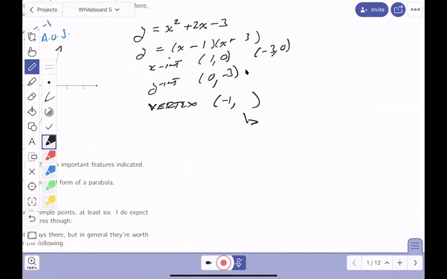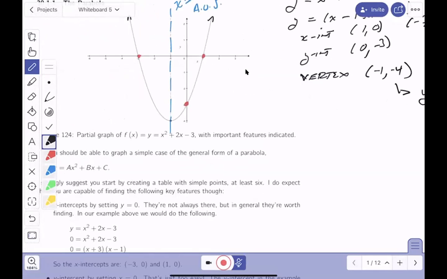So what do you get over there? y equals minus 1 squared, which is 1. Then 2 times minus 1 is minus 2, minus 3. And what do you get? Lo and behold, you get minus 4. Did I do that right? Yep, minus 4. Go over here, plot the point out.